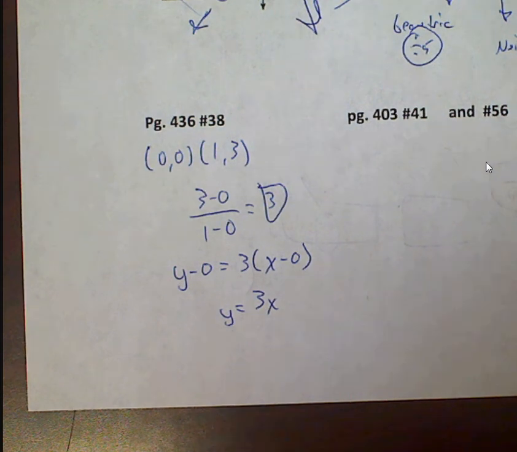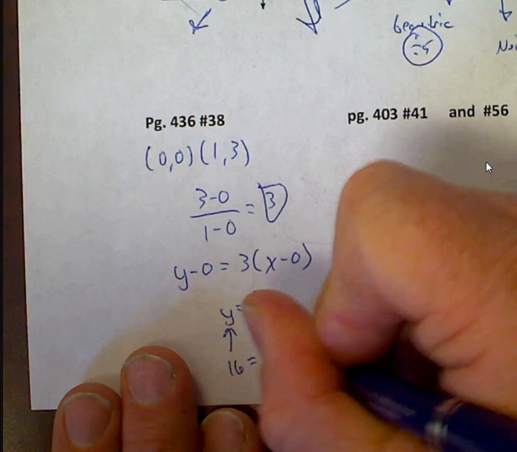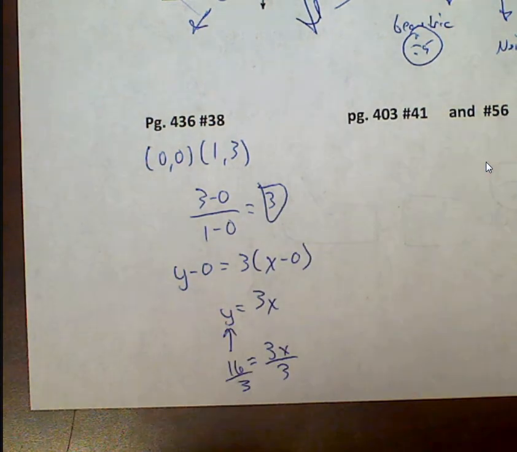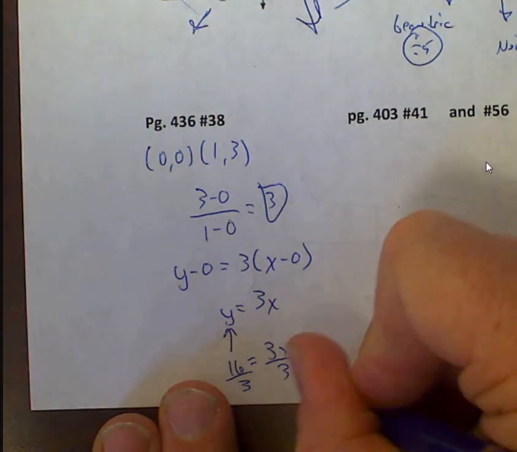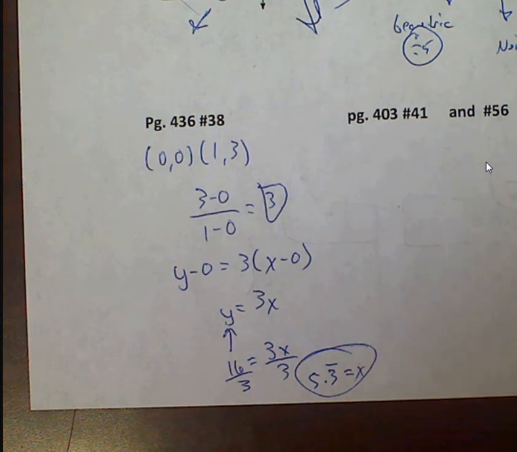Now I need to plug in 16 for my human. My human is my y value, so 16 equals 3x. If I divide by 3, 16 divided by 3 gives me 5.33. So the horse would be 5.33 years.